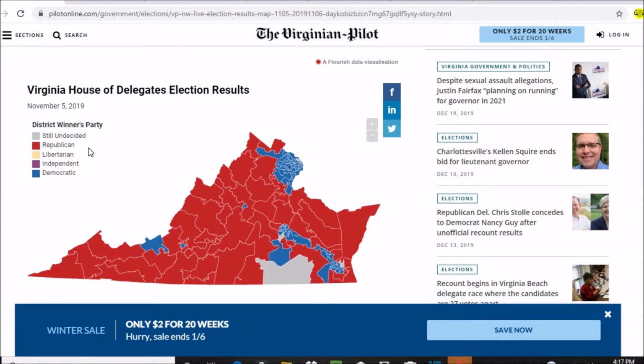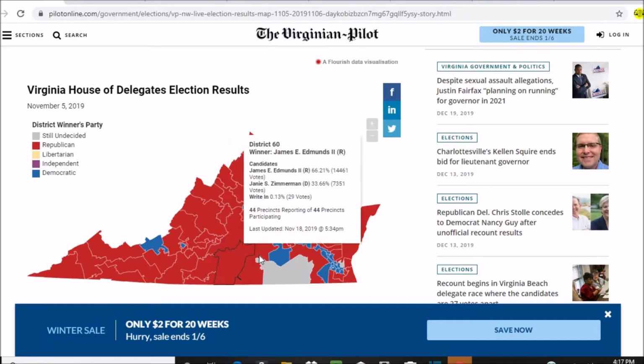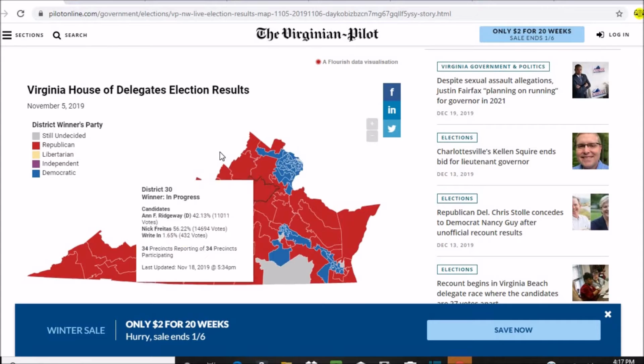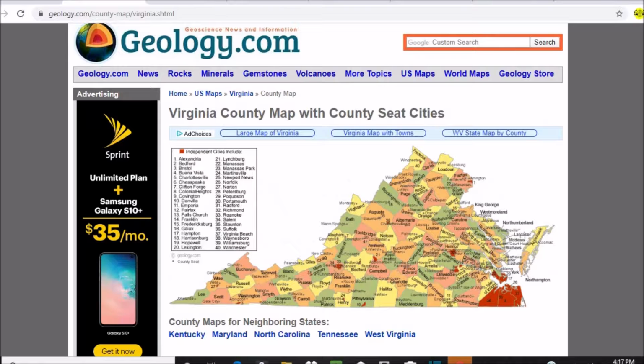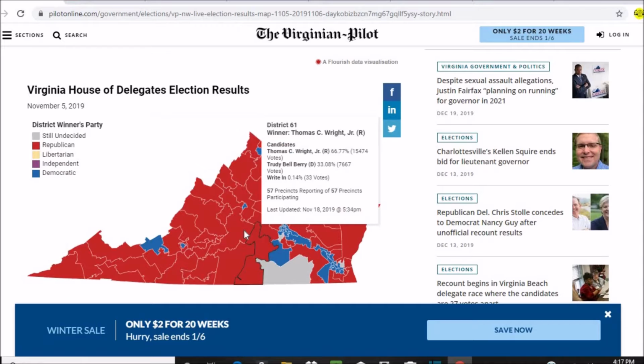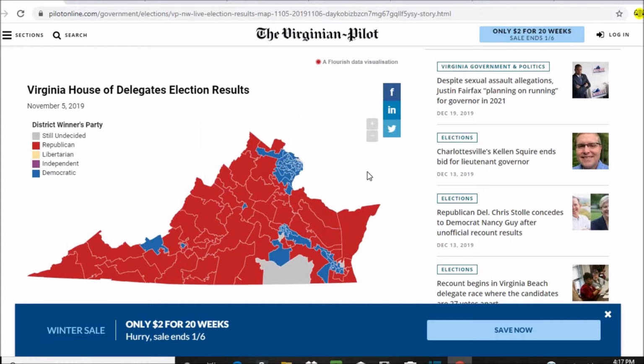And what you're looking at is a map of the election results from the November 2019 statewide elections for House of Delegates in Virginia. Now, if you notice, the way that these boundaries are drawn doesn't actually reflect the counties. Here's a county map of Virginia. Notice how you have so many more counties than you actually have represented in the distribution of these voting districts.